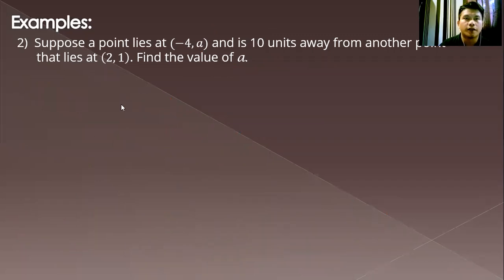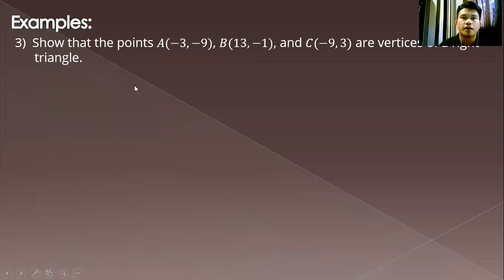Okay, number 3. Show that the points A(-3, -9), B(13, -1), and C(-9, 3) are vertices of a right triangle. So before that, let us first analyze the given. You have to show that these points are vertices of a right triangle. To determine that, we know that in a right triangle, this is how it looks.